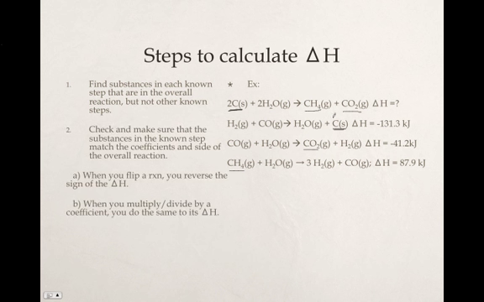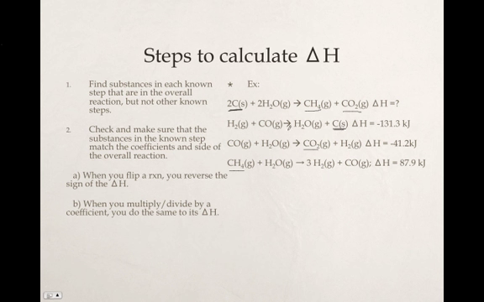Now we need to check to make sure that the substances that we underline match both the location, or side of the reaction, and the coefficient of the overall reaction. So we'll start with this first step. The carbon, the substance we underline, is not on the correct side. It also does not have the correct coefficient. So we need to manipulate this step so that the carbon shows up on the reactant side with a 2 in front of it.